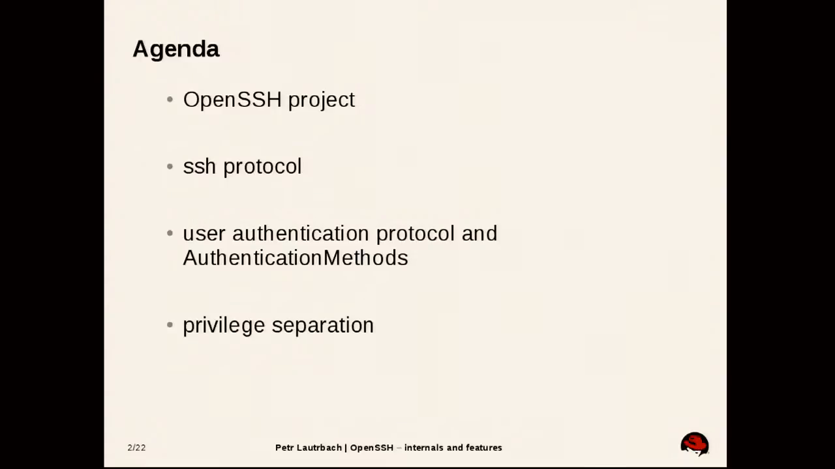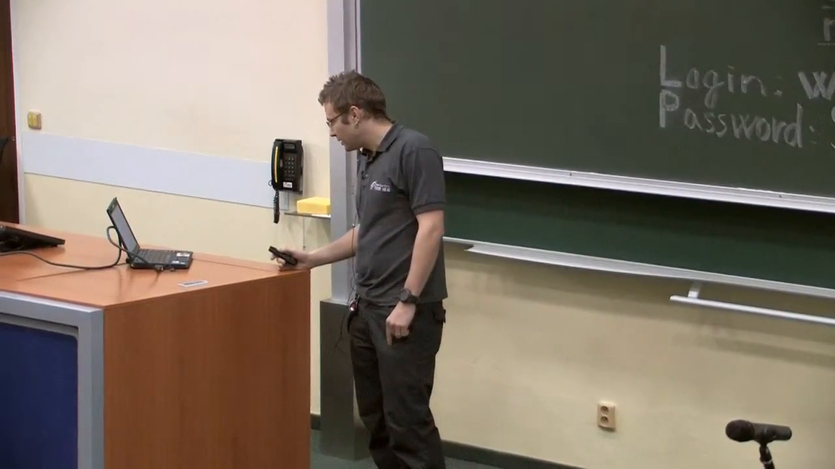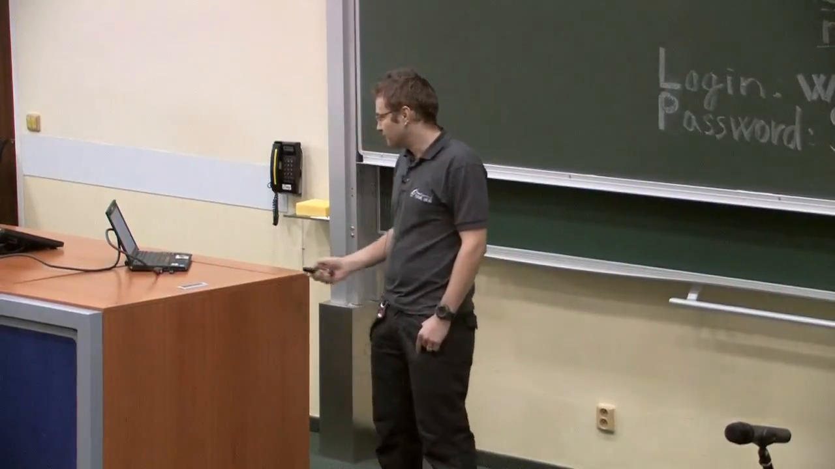First, I will shortly introduce the OpenSSH project, which I think is not necessary. Probably all of you know this project, use it, and know what it is. I'll slightly introduce the SSH protocol. Then I'll switch to the user authentication protocol and authentication methods. In short, why we could use authentication methods. And finally, I will talk about privilege separation.